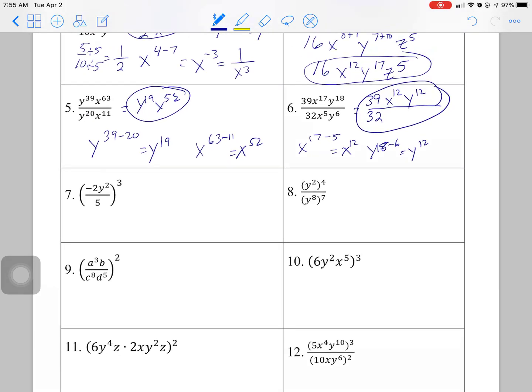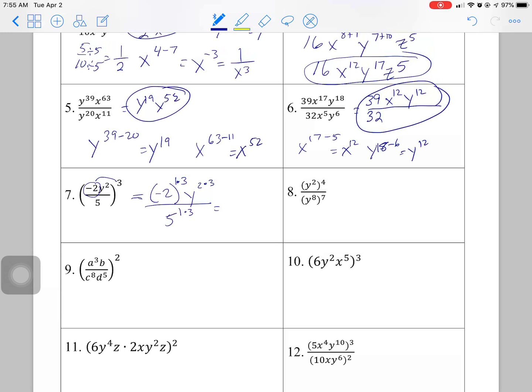All right, here is a whole bunch of distribution going on. So this one right here has to be given to this here. I like to put these in parentheses. This is a negative 2 to the first power multiplied by 3. 1 times 3. Let's just write it out here. This is y to the second power times 3. This is 5 to the first power times 3.